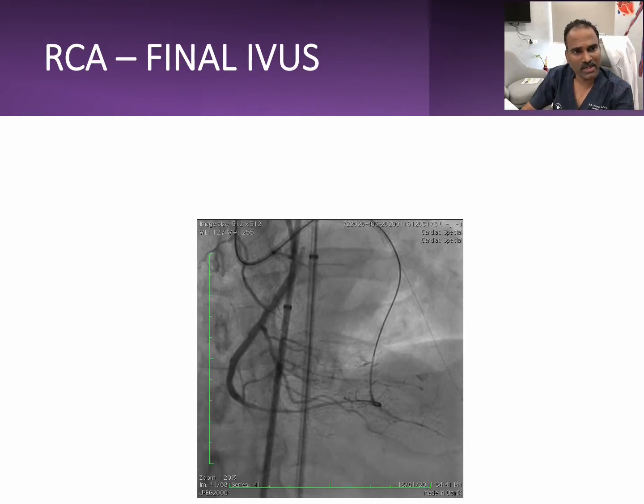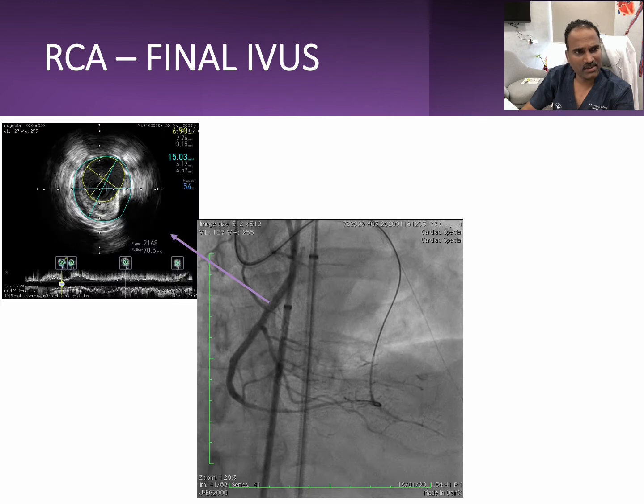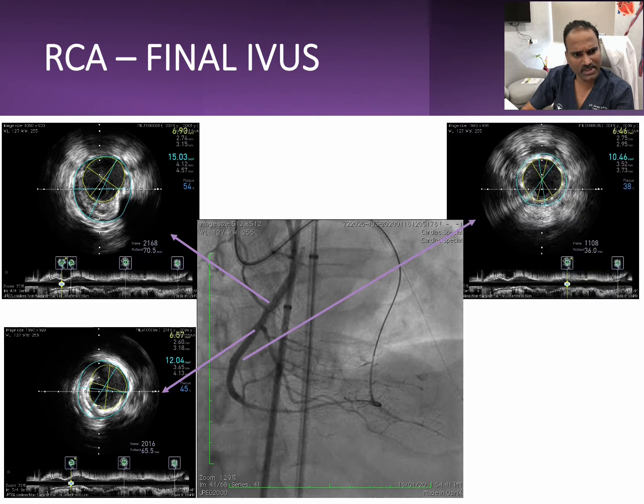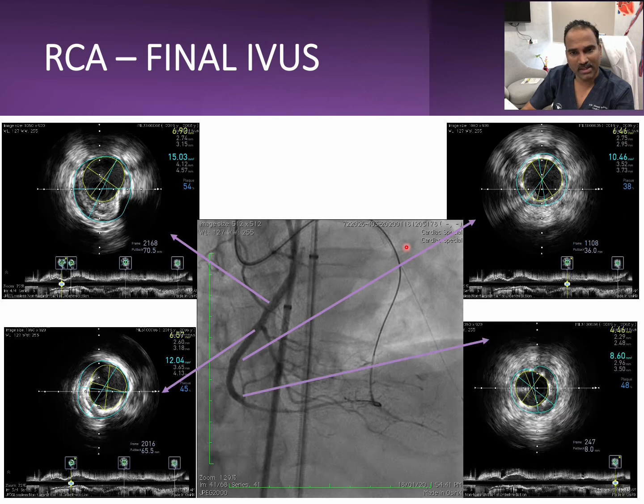So coming to the final IVUS areas, it's 6.9 proximally with a plaque burden of 54%, 6.5 with a plaque burden of 45%. This is at the site of calcium, you can see, and this is where all the struggle happened, for retrograde wires as well as the retrograde microcatheter. And the distal stent is 6.4 with a plaque burden of 38, and it is 4.4 with a plaque burden of 38 at the distal stent.